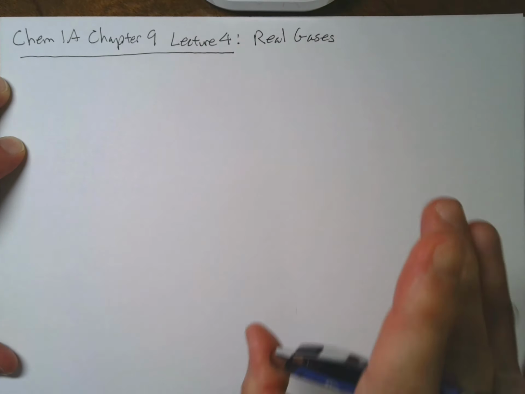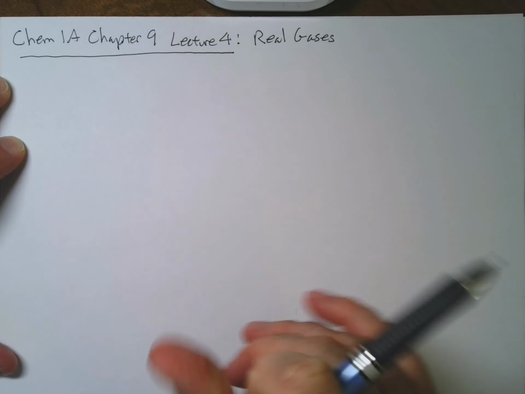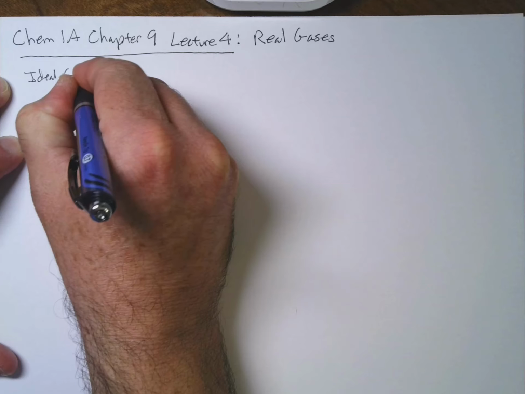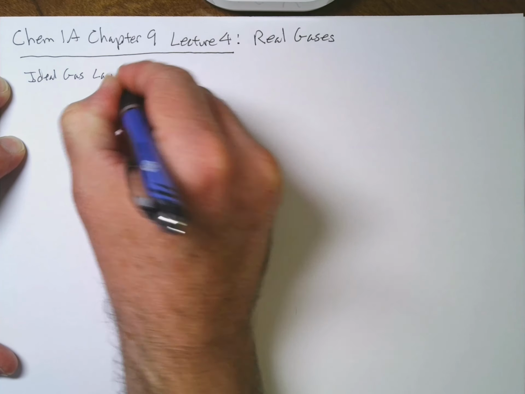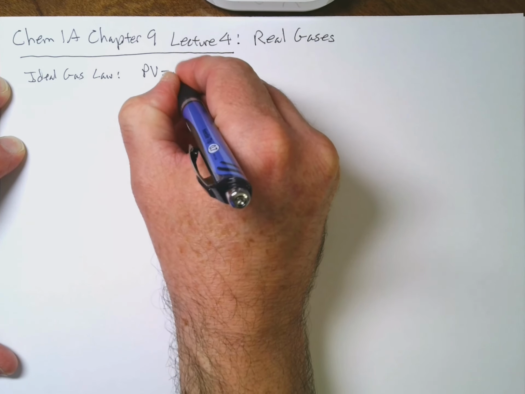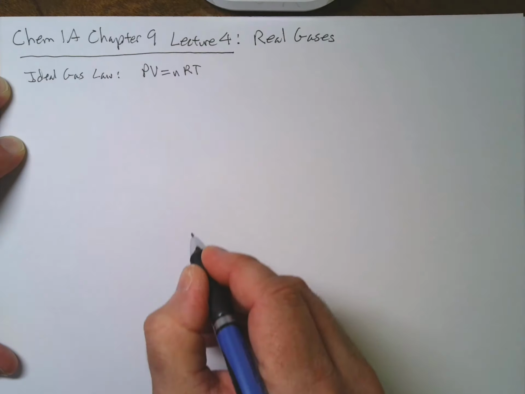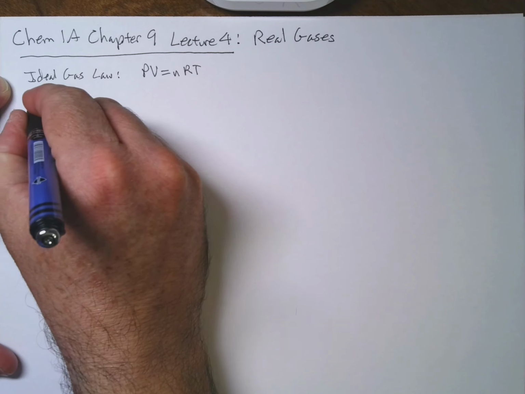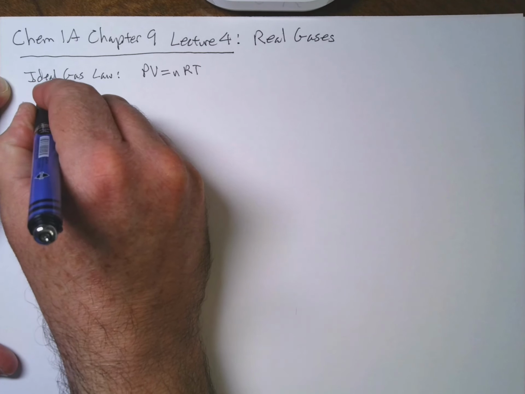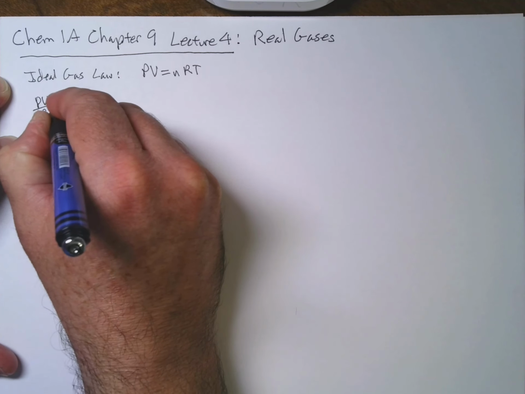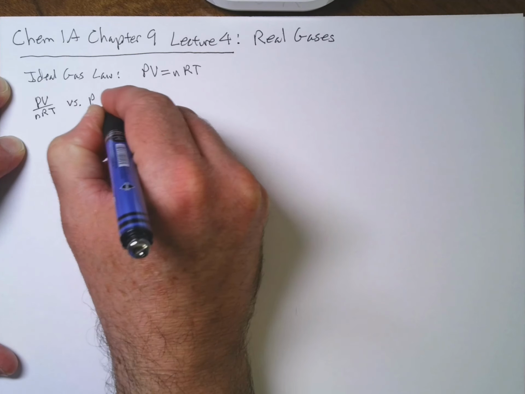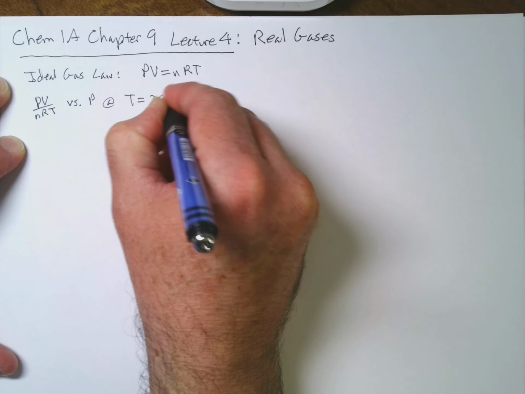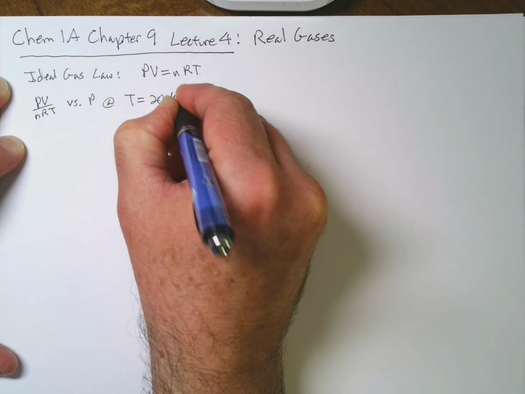In this video we're going to take a look at real gases. Now, we've seen the ideal gas law, which of course is PV equals nRT. So let's go ahead and plot PV over nRT versus pressure at temperature equal to 200 Kelvin.